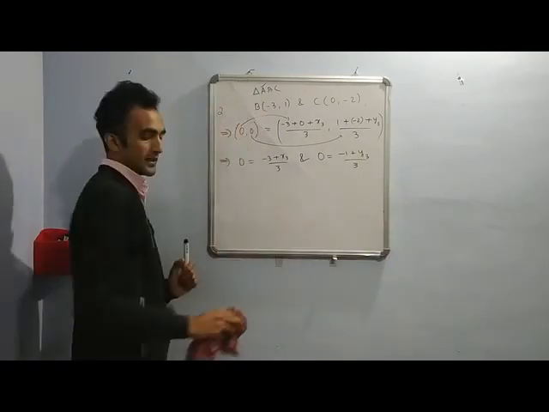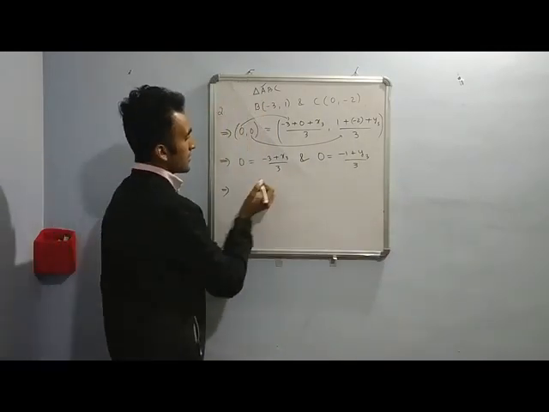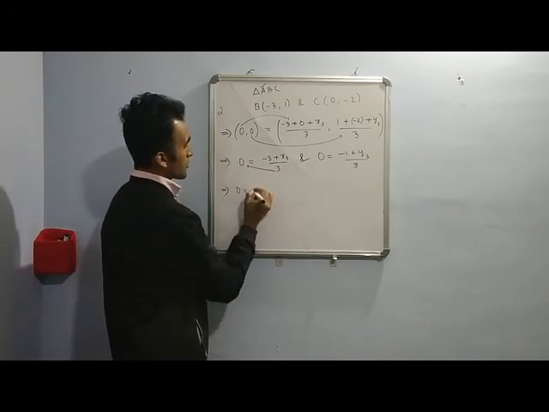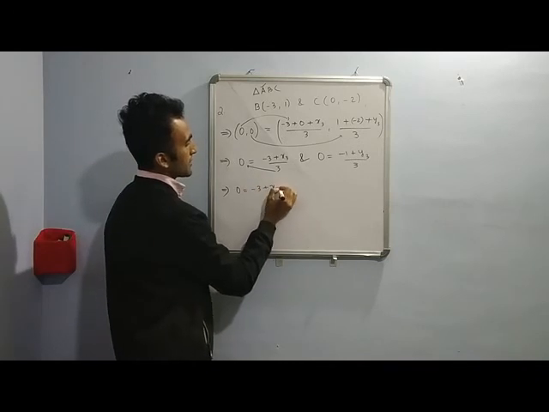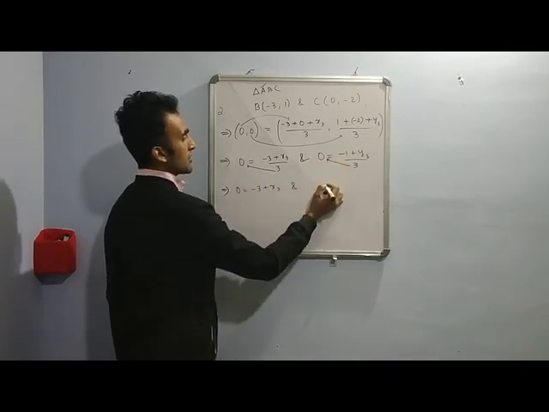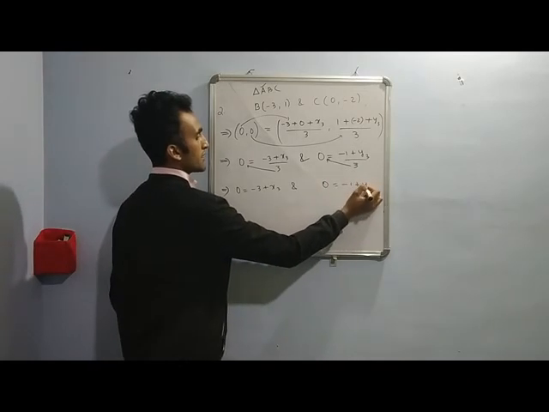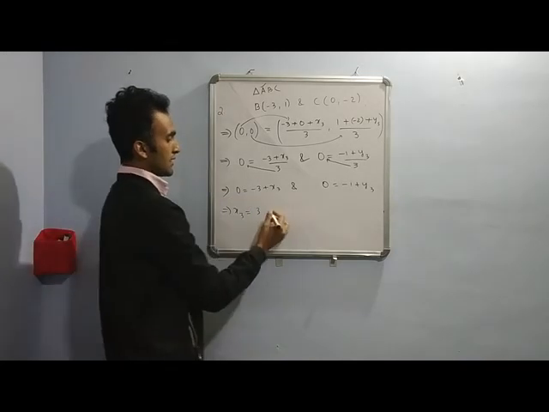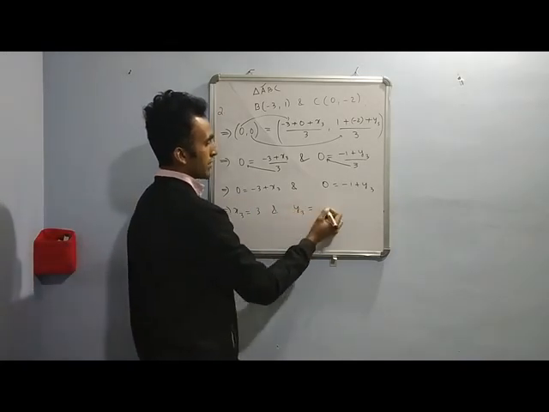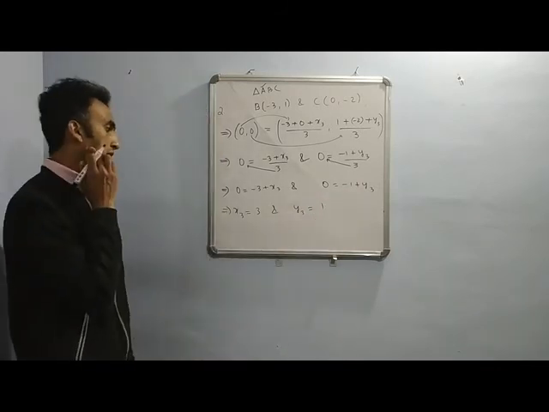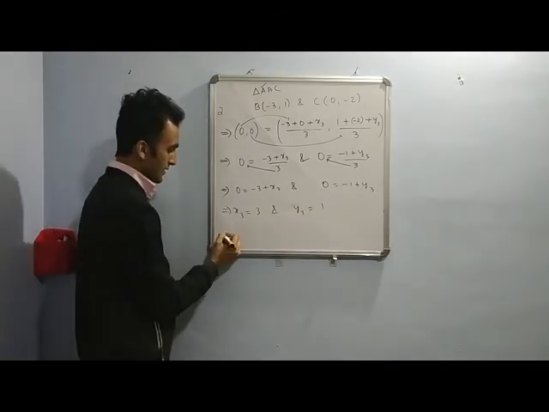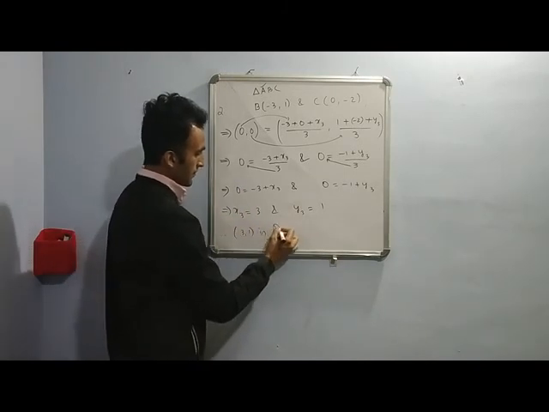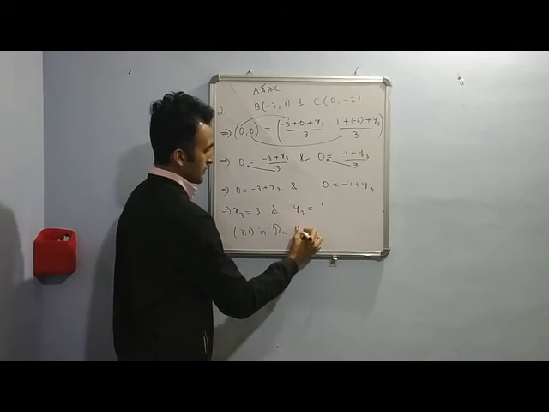I think everything is fine. If you have problem, please comment. So now you see 3 goes up, becomes 0, and we are left with 0 equal to minus 3 plus x3. And here also same case, 0 equal to minus 1 plus y3. And what is x3 from here? x3 from here is 3, because minus 3 can come here. And y3 from here is 1. We got the value of x3 and y3. This is the third vertex. Therefore, 3, 1 is the third vertex.